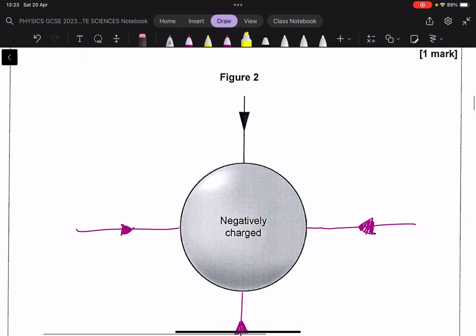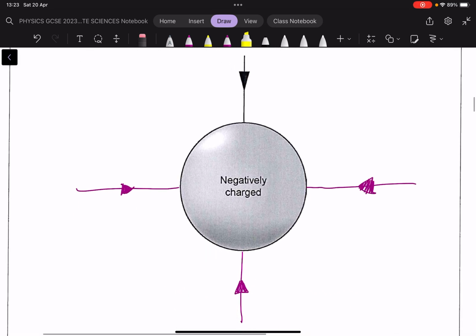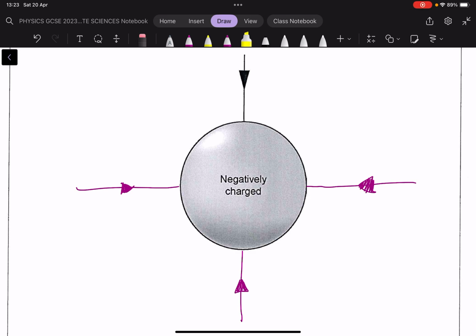So to get the 1 mark, I've done my arrow drawing here. What I've done is I've made sure that I have drawn at least 3 more arrows. I've drawn them all pointing in towards the sphere because the electric field always points in towards the negatively charged object. And I've drawn them evenly distributed around the sphere. So I've actually drawn them at 90-degree intervals around the sphere in the center. Notice that the arrows are straight lines and they should touch the surface of the sphere.